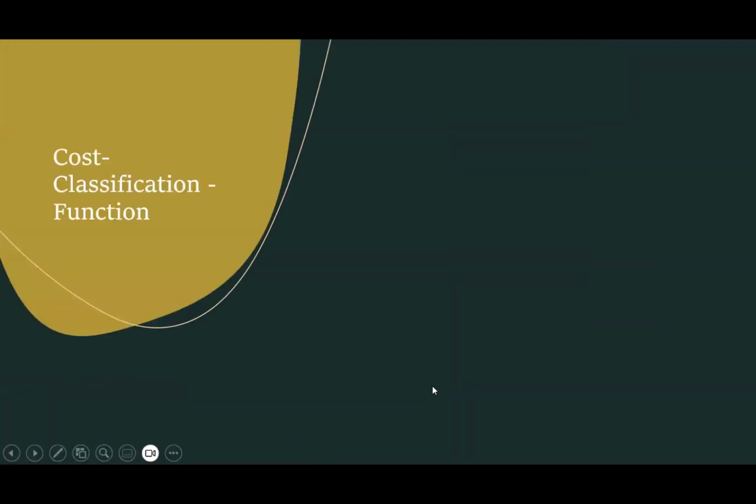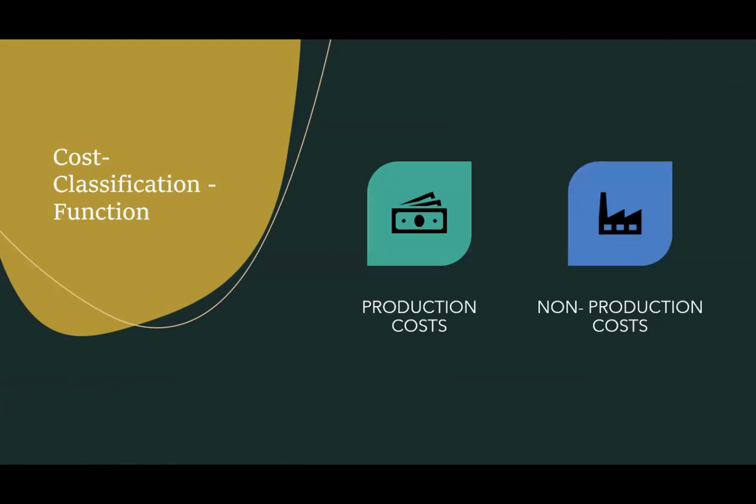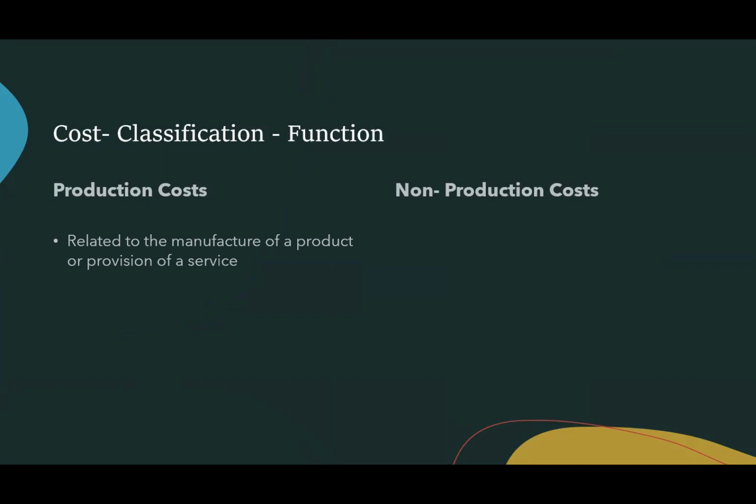Now, the third way to classify the cost is based on function. We have production cost and we have non-production cost. When you say production cost, they relate to the manufacture or production of a product or provision of a service. Whereas non-production costs are not directly associated with the production of business output. So the prime cost or those overheads which are related to the production are considered to be your production cost.